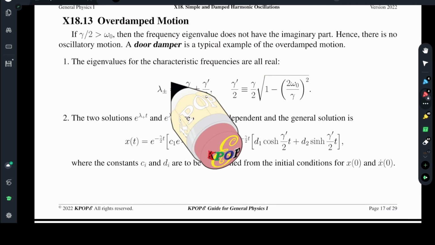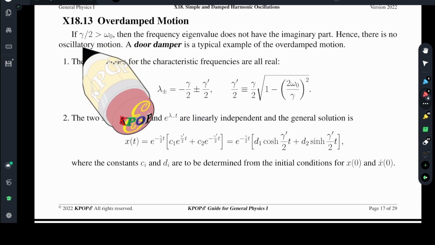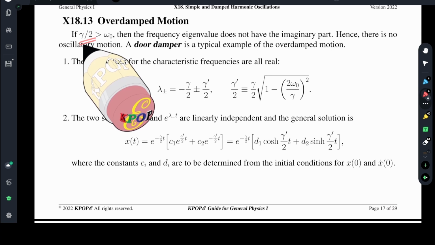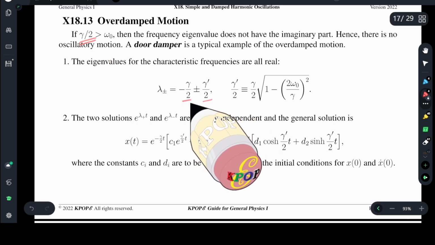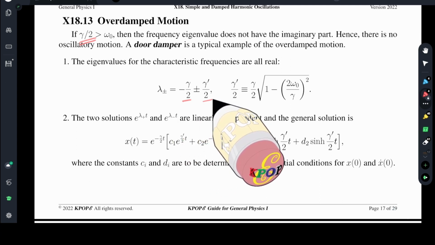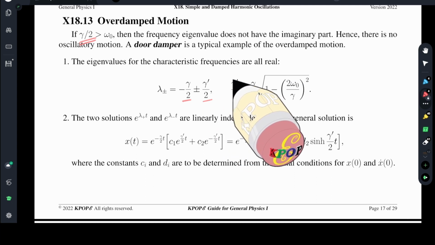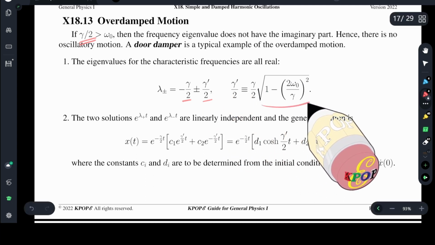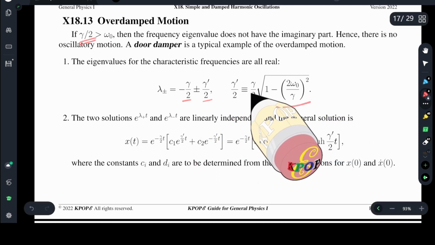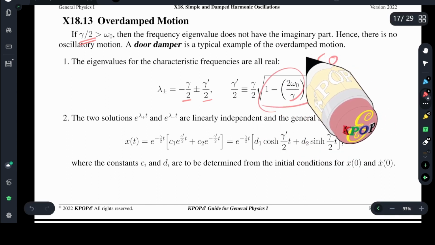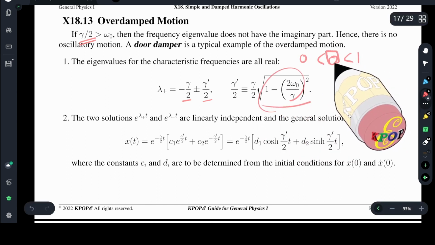Next, we consider the overdamped case. The overdamped case has a large damping coefficient, so both of them are positive. But you can see that gamma prime here is less than gamma. This factor is between 0 and 1.